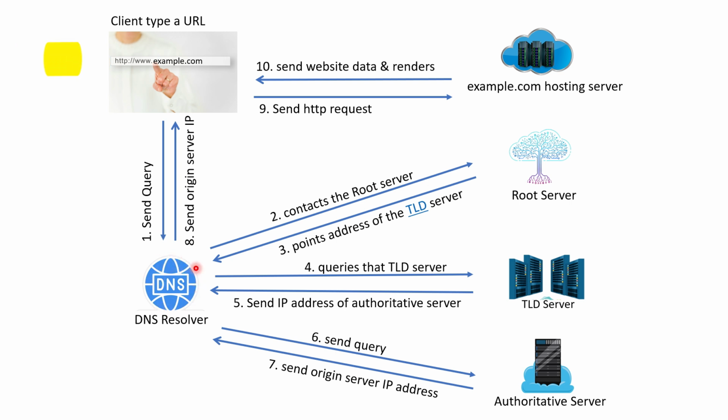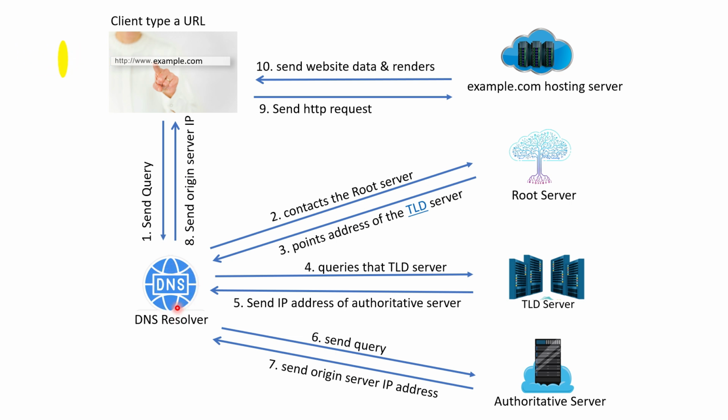Now, the resolver has the IP address of the related TLD. Next, the resolver queries that TLD server. Okay. That TLD server then responds with the IP address of the requested domain's authoritative DNS server. Again, the resolver or recursive DNS has the IP address of the authoritative DNS server.